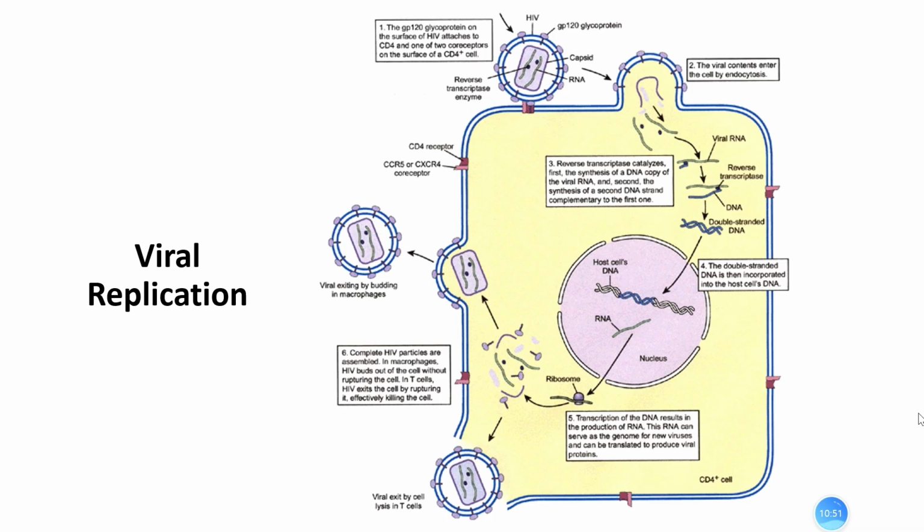Then from this DNA, it can transcribe to make messenger RNA. Then the messenger RNA gets into the cytoplasm to guide translation to make the viral proteins. And after that, the viral components can assemble to form new viral particles and release. This is just a rough life cycle.